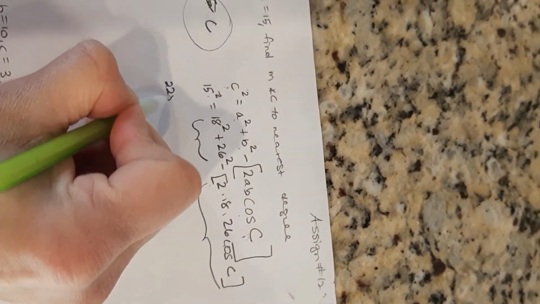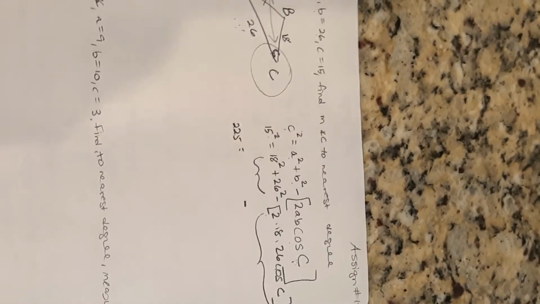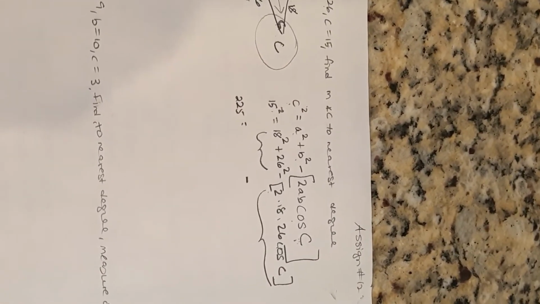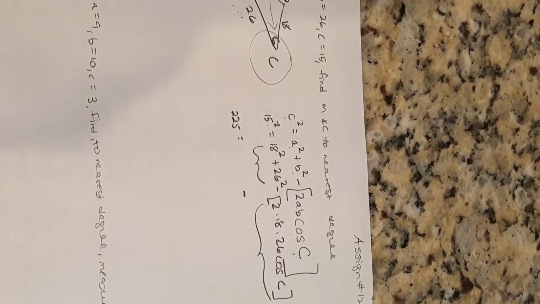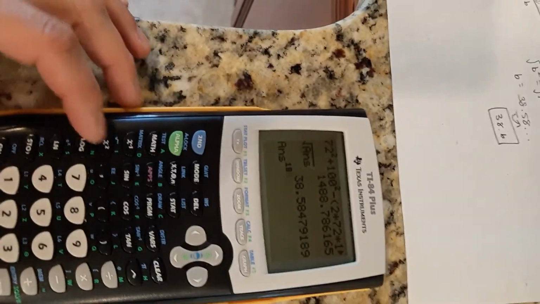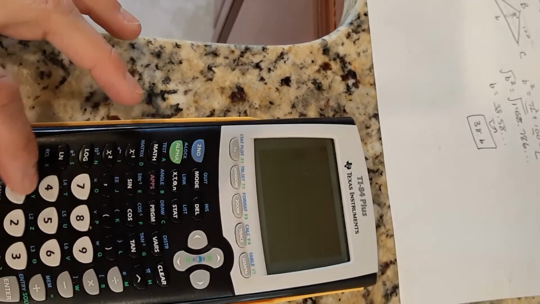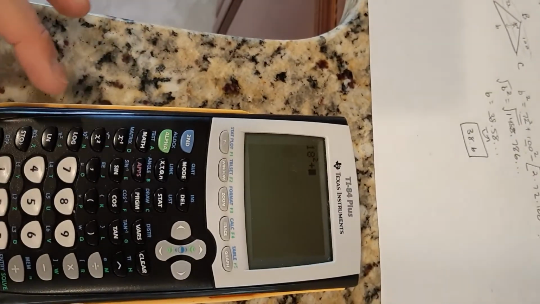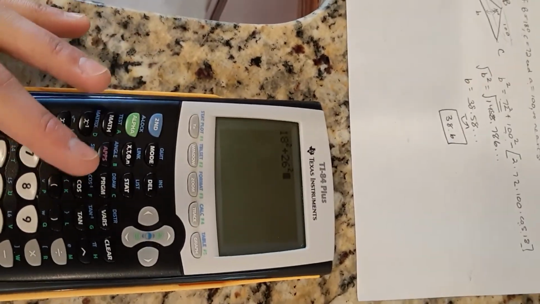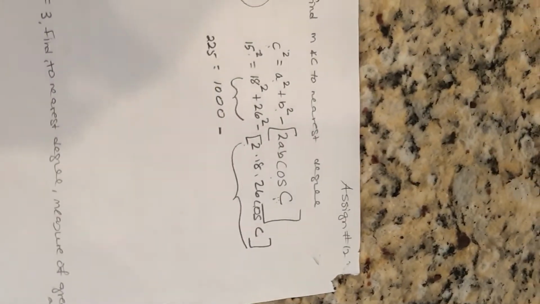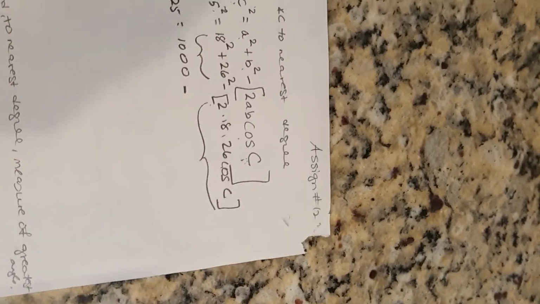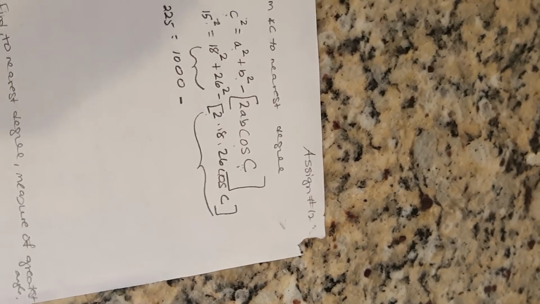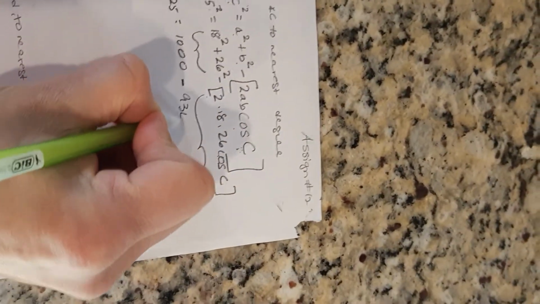It's its own term. It's separated by the subtraction sign. So 15 squared is 225. I know that off the top of my head. But I do not know what 18 squared plus 26 squared is. 18 squared plus 26 squared is 1,000, so that's that. And then 2 times 18 times 26 is 936, cosine C.